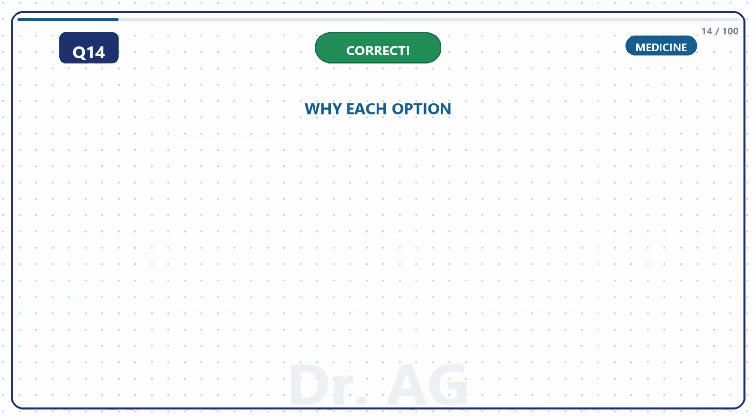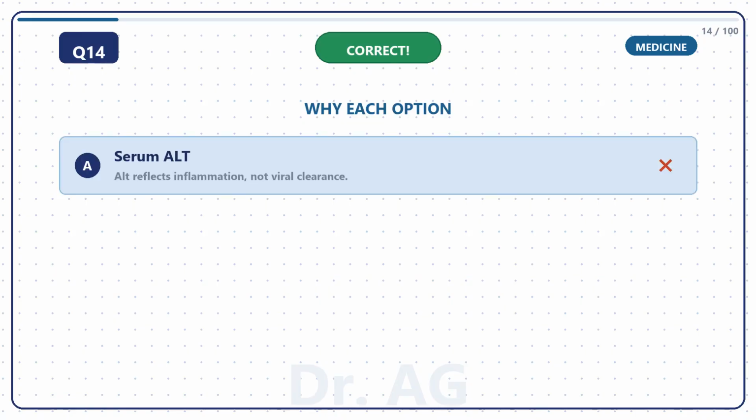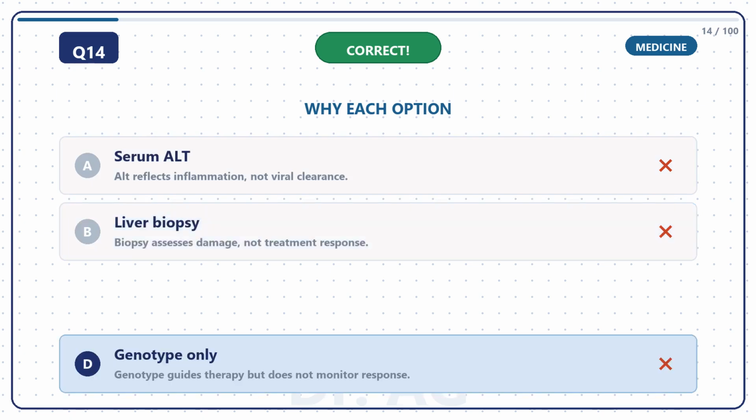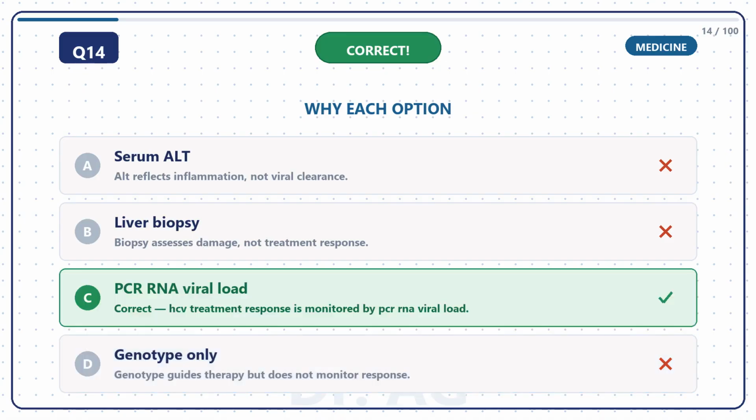Let's go through the options. Serum ALT. ALT reflects inflammation, not viral clearance. Liver biopsy. Biopsy assesses damage, not treatment response. Genotype only. Genotype guides therapy but does not monitor response. And the correct answer is PCR RNA viral load.